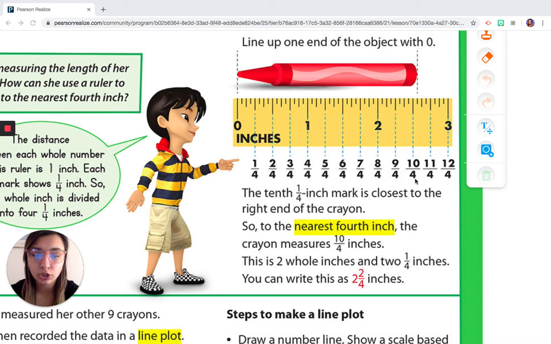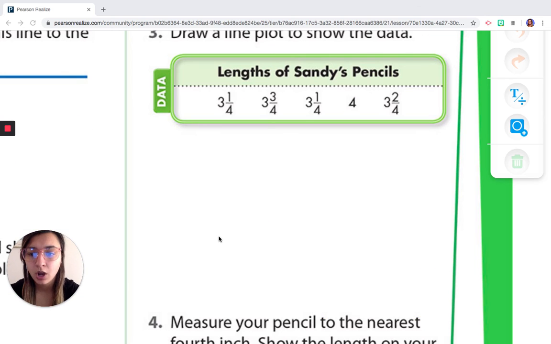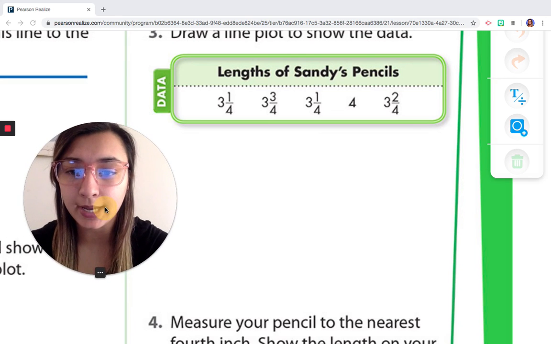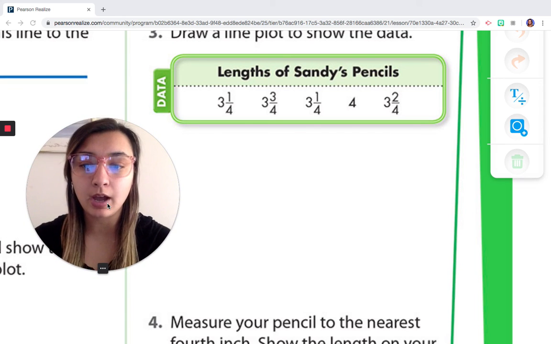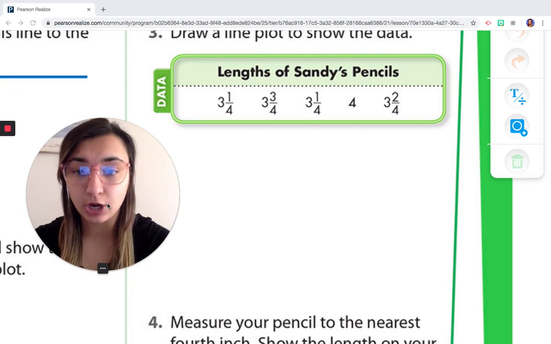So I'm not sure how many in the quick check will have you actually measure, but that is how you do it. And again, if you need help, please let me know. I'd be happy to walk you through it. All right, so those are the 2 types. Let me make myself bigger. Those are the 2 types of examples that you will see on your quick check.